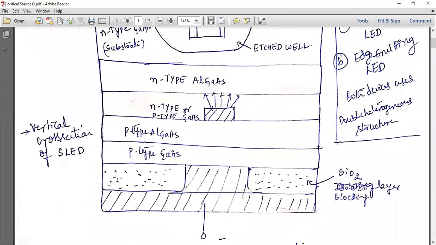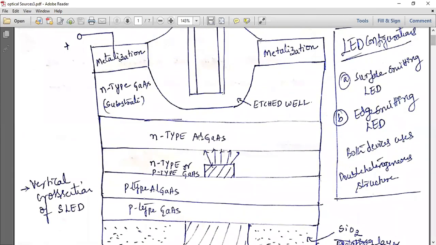This is one heterojunction. And from this side, there is an N-type aluminum gallium arsenide and an N-type gallium arsenide. This junction is again a heterojunction because these are two different semiconductor materials with different band gap energy. So there are two heterojunctions here, and the center region is called the active region, which you can consider as N-type or P-type AlGaAs.